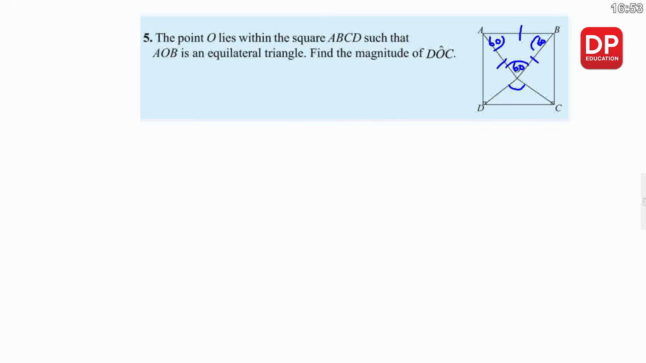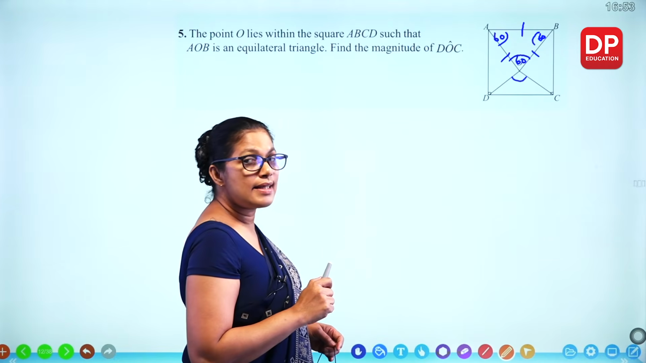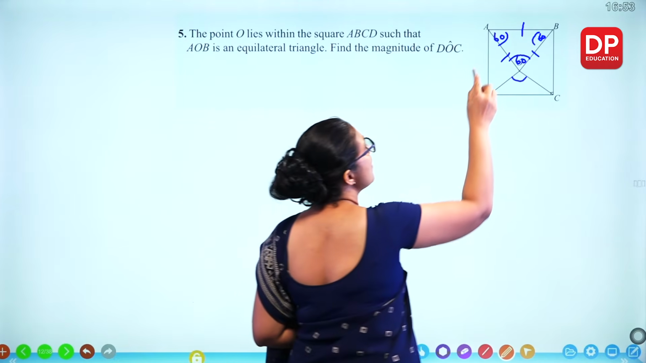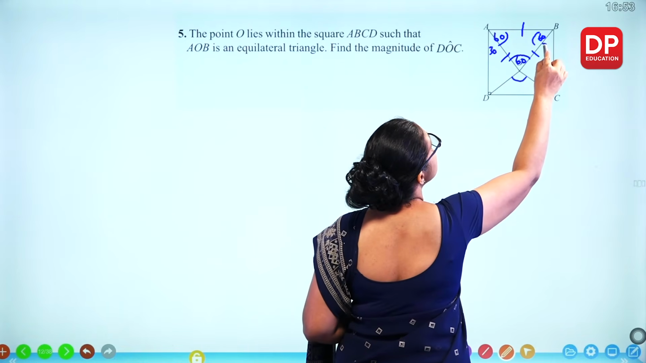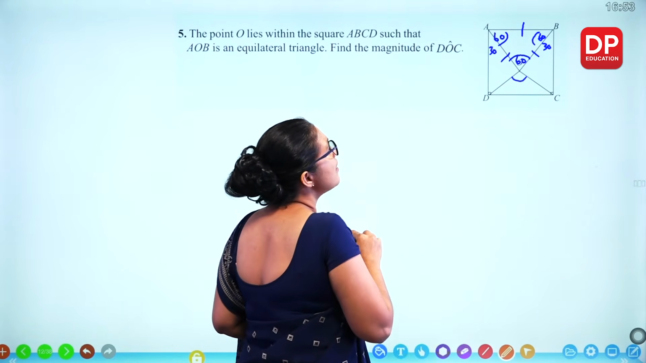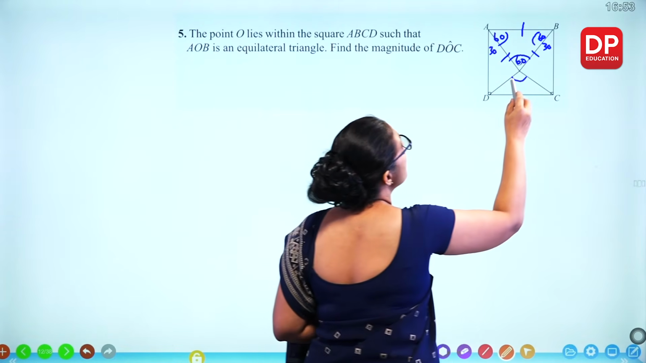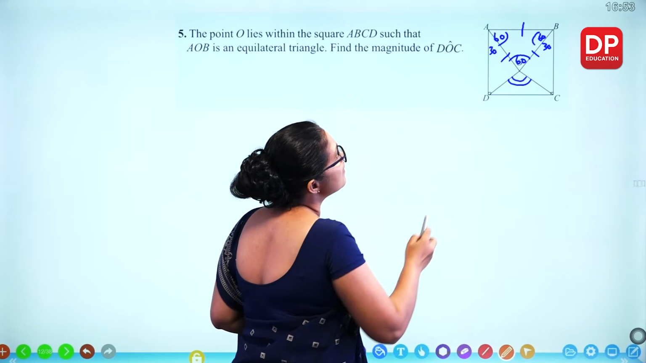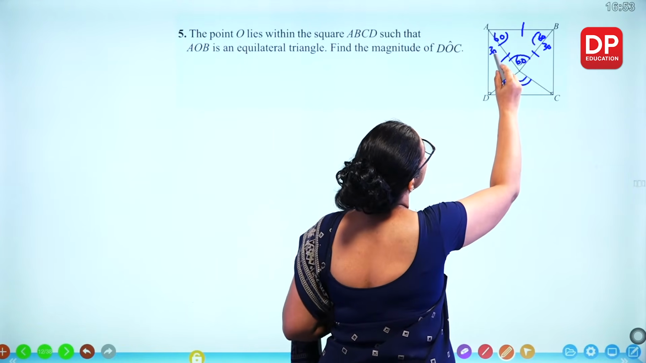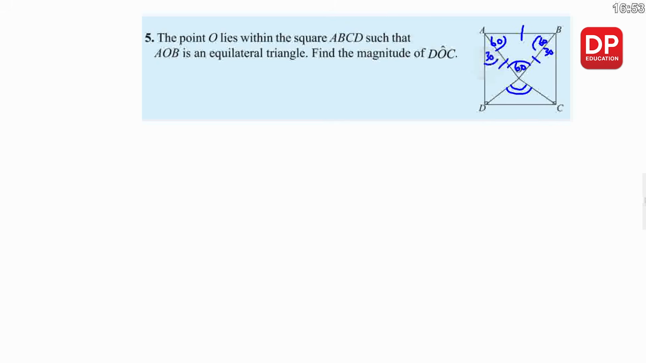But we know in a square, the angle is 90 degrees. So what is this one then? This is 30 and this is 30. Now here, we want to find out this angle. Now try to find out this angle. So here, this is 30.